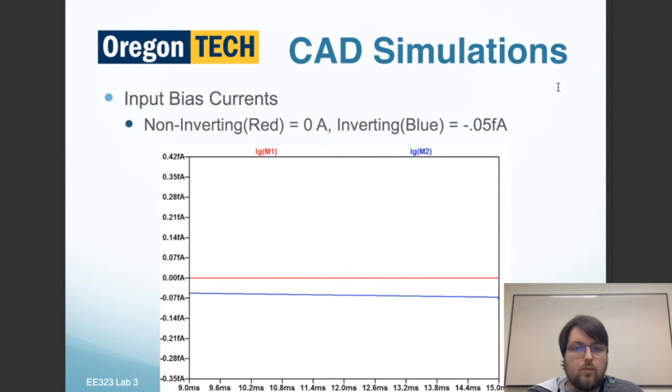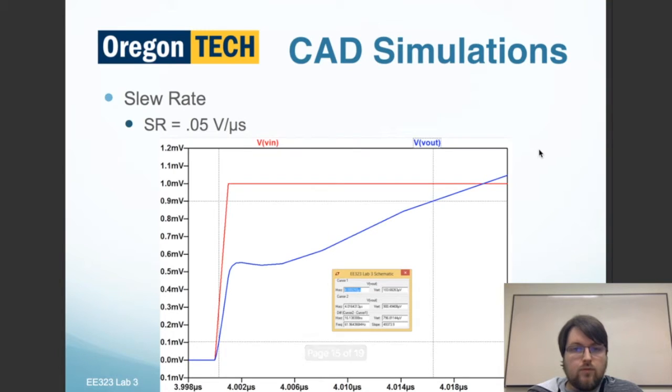For this one, we took the input bias currents, which was tying both inputs to ground and reading the current going into each of the gates. As you can see, we're in femtoamps, so both of them are essentially zero. For slew rate, we did a voltage follower and assigned a pulse of one millivolt, and to get the time that it takes, we took from 10% to 90% and found that to be 0.05 volts per microsecond.